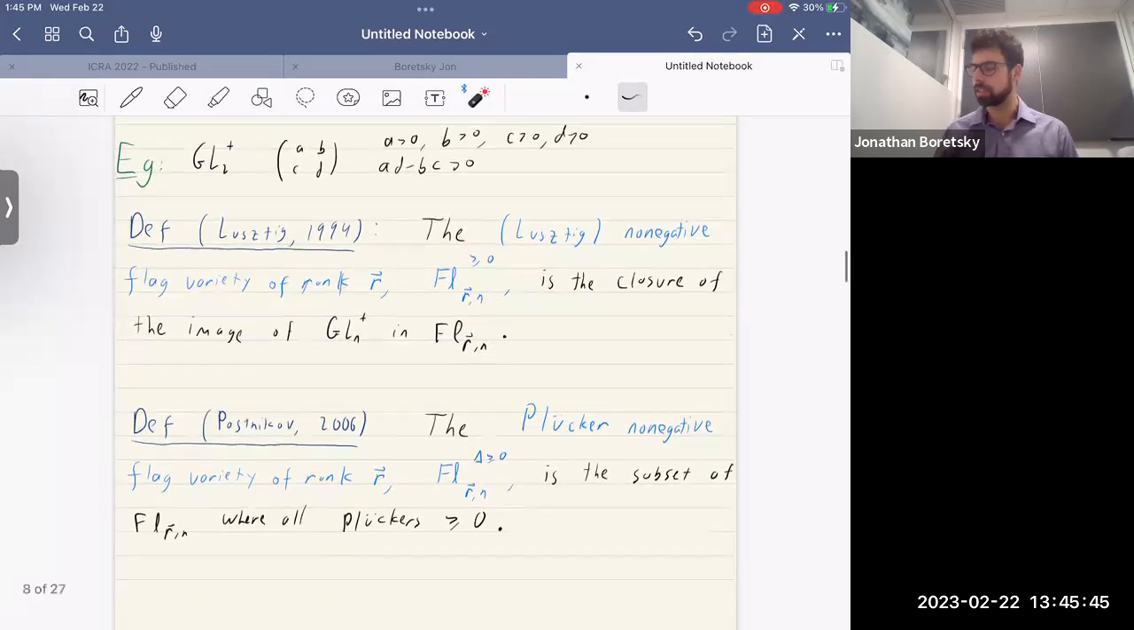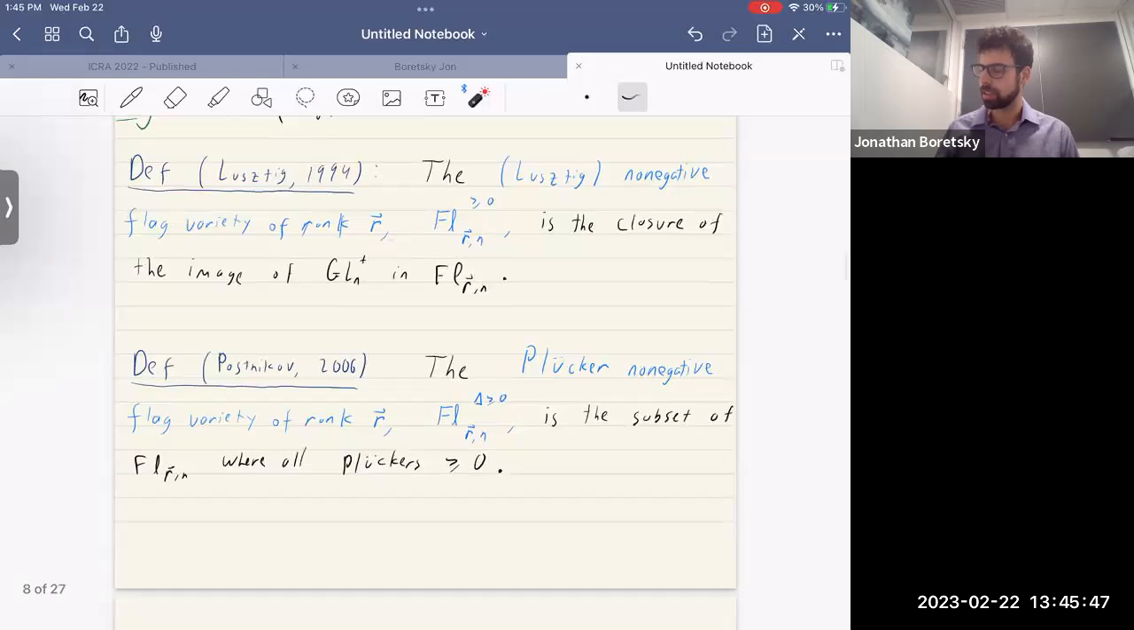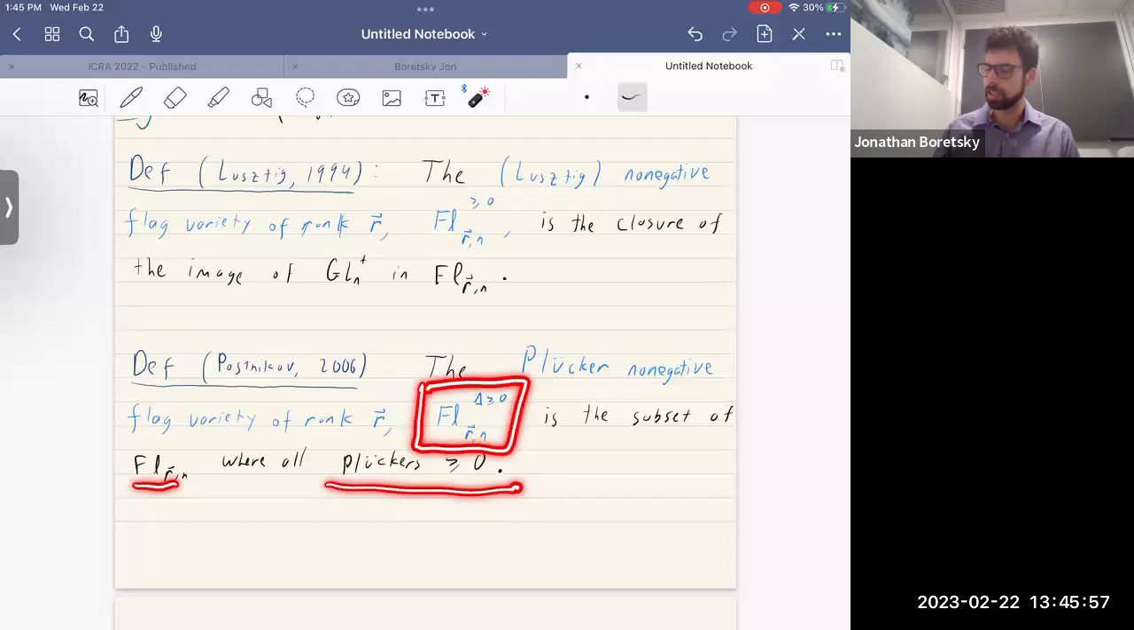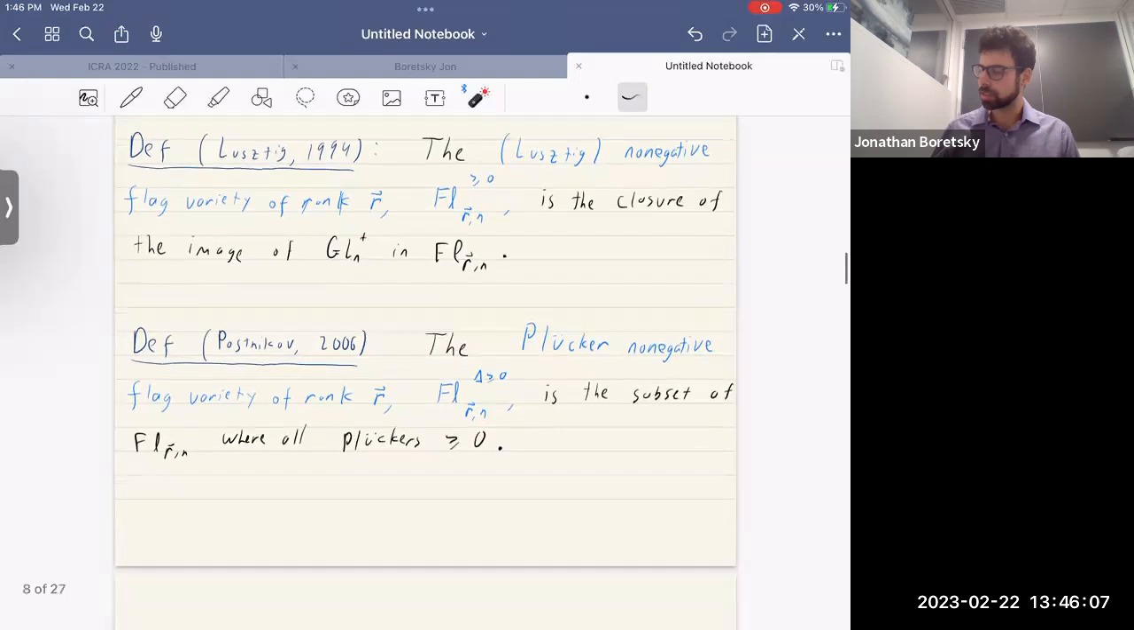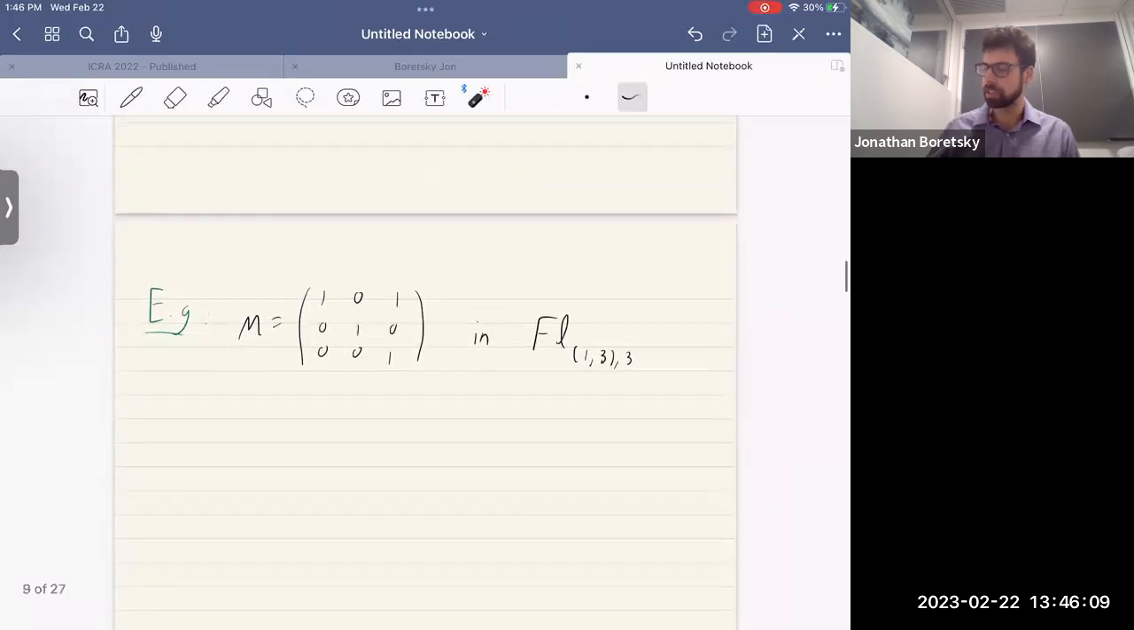Another notion of positivity is to say, well, I gave you some coordinates. I gave you these Plücker coordinates. So let's look at the subset of FL_R(n) where all these Plücker coordinates are non-negative. And this we're going to represent by FL_R(n)^Δ greater than or equal to 0. This definition is from Postnikov. The first thing I want to assert is that these are actually genuinely different things.